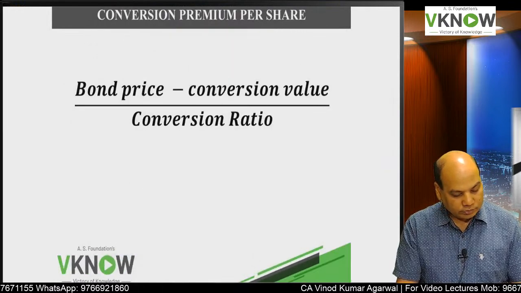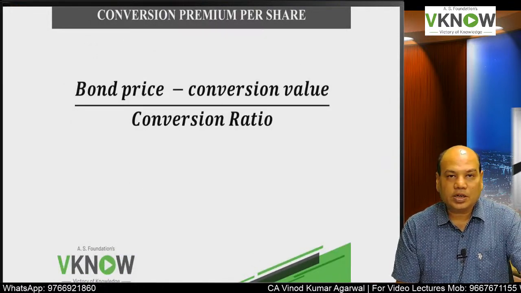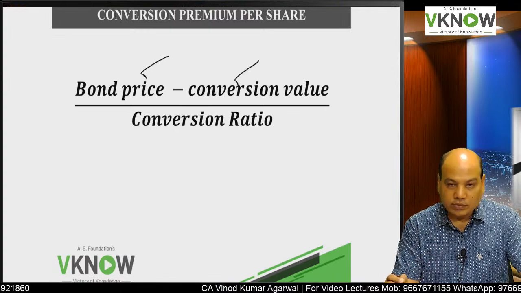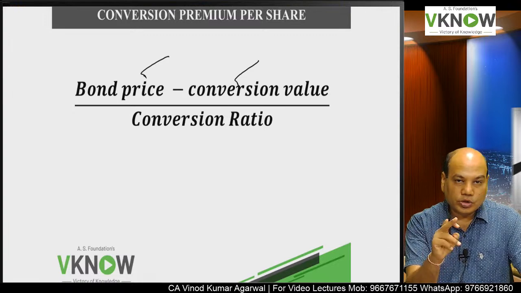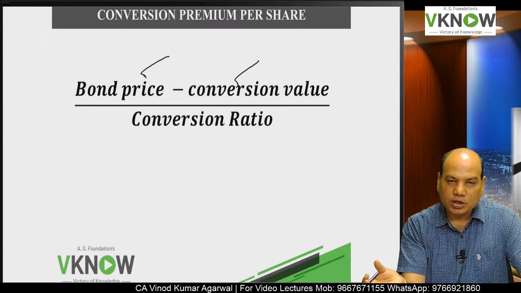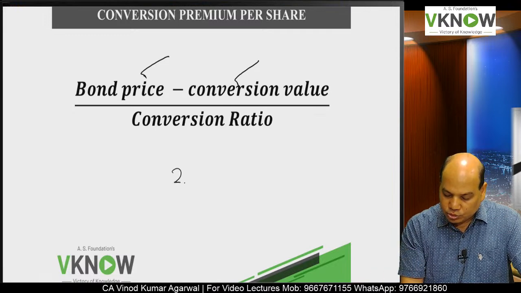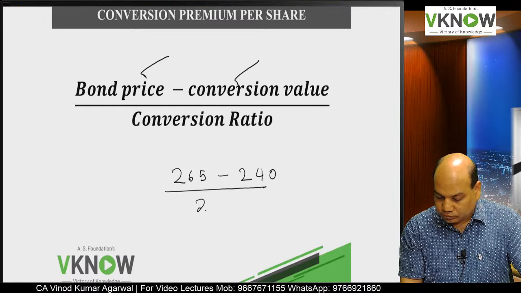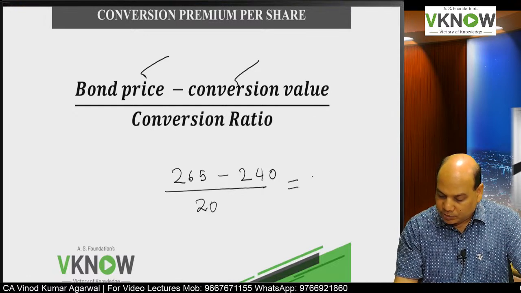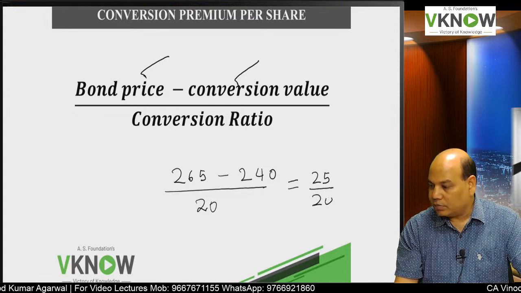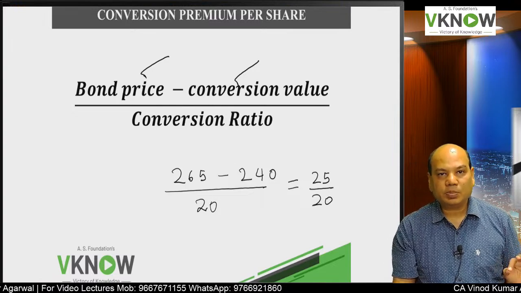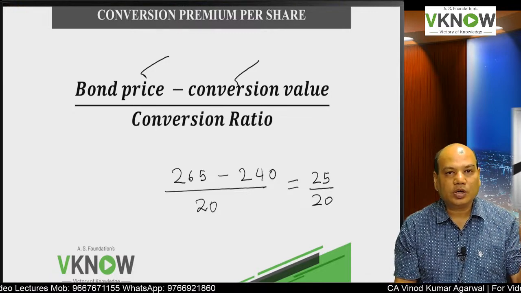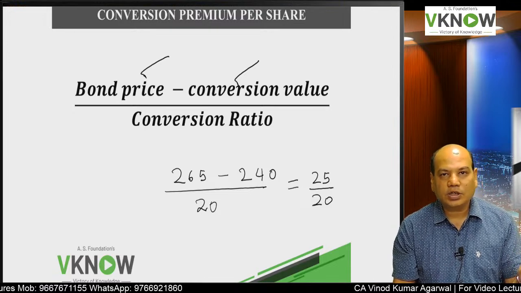Now the next concept is conversion premium per share. They are asking you conversion premium per share, which is simple: bond price minus conversion value, which is the conversion premium over conversion value, divided by the conversion ratio. Suppose 265 is the bond price, 250 is the conversion value, and the conversion ratio is 20. So the conversion premium per share we are paying is 25 by 20. That is called the conversion premium per share you are paying in order to purchase a convertible bond.